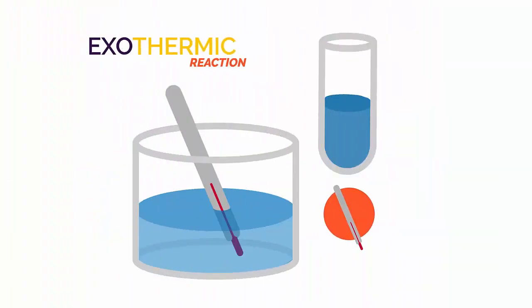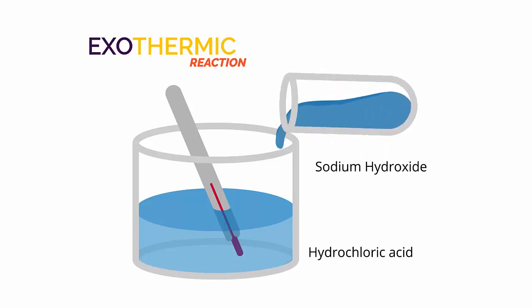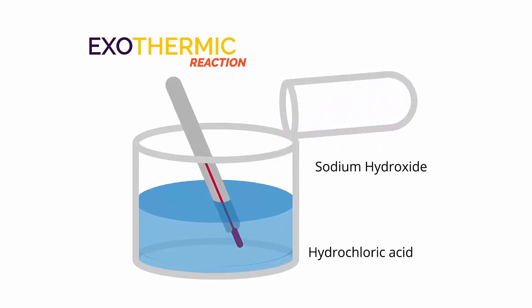It is easy to detect exothermic reactions. Just get your thermometer and see if the temperature increases. Watch the hydrochloric acid and sodium hydroxide solution being mixed and see how the thermometer increases. Most chemical reactions are exothermic because heat is given out.